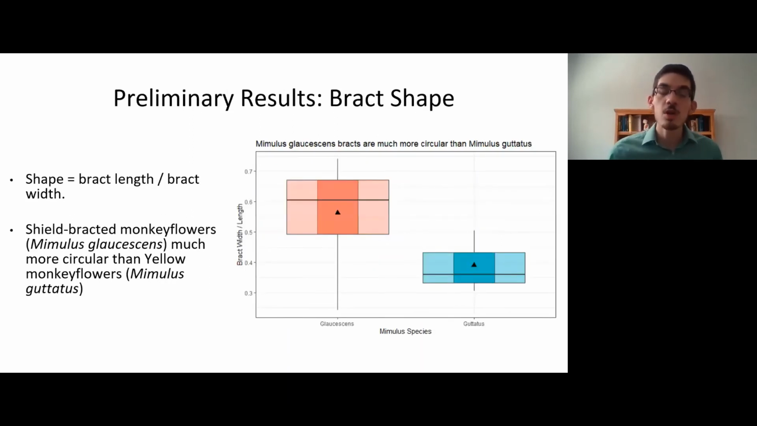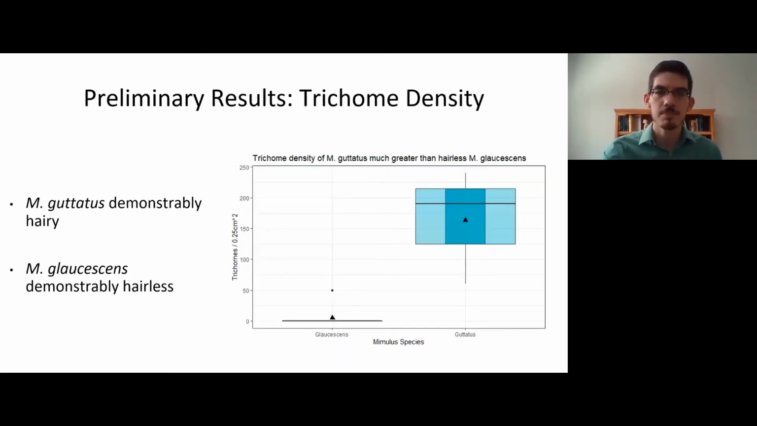So I do have some results from the shape data, which I just completed. When measuring bract length over bract width, or dividing bract length by bract width, I am able to get an idea of how circular each bract is. Essentially, the closer the bract length is to the width, the closer the number is going to be to 1, and that means a more circular bract. Clearly, those shield-bracted monkeyflowers, Mimulus glaucescens, are much more circular, but there is a region of overlap at those extreme ends. Trichome density, those hairs are a little clearer.